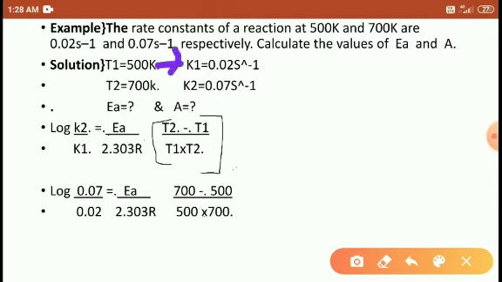the rate constant is 0.02 per second. At temperature T2, 700 Kelvin, the rate constant is 0.07 per second. So what is the activation energy and the Arrhenius constant? You have to find the activation energy and the Arrhenius constant, students.